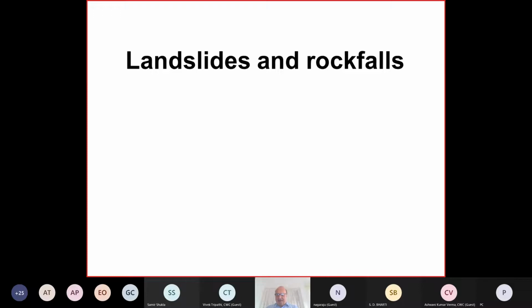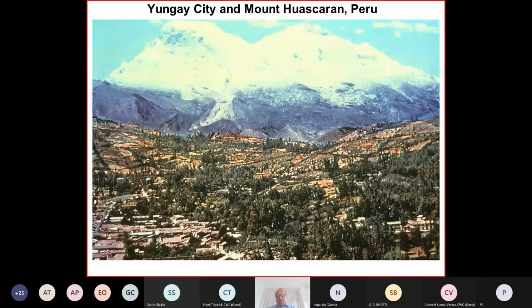I must say the most frequent hazard and the hazard each dam has to be able to withstand is a flood hazard. Floods basically occur every year. Now let me look into landslides and rockfalls. Okay, you had this problem in India in February, but this is not a new problem.